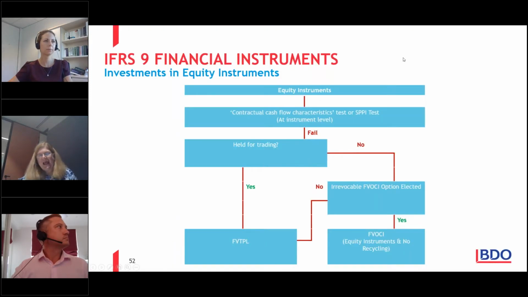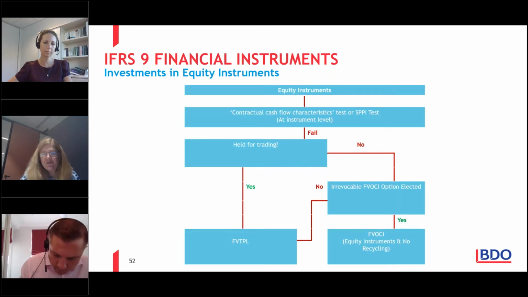A few of the other ones, I'm not looking at the whole of IFRS 9 here, but I thought I'll use this diagram, which is from old IFRS 9 training, to maybe set the scene. And that is, if you've got an investment in an equity instrument, we know you would fail at an instrument level that SPPI test, solely for the purposes of principal and interest, because clearly you've got this instrument and there could be a potential capital gain or loss in future. However, the normal rule is that investments in equity instruments are held for trading. The next question is, is it held for trading? And if it's held for trading, there's absolutely no choice. You have to account for these investments in equity instruments at fair value through profit and loss.